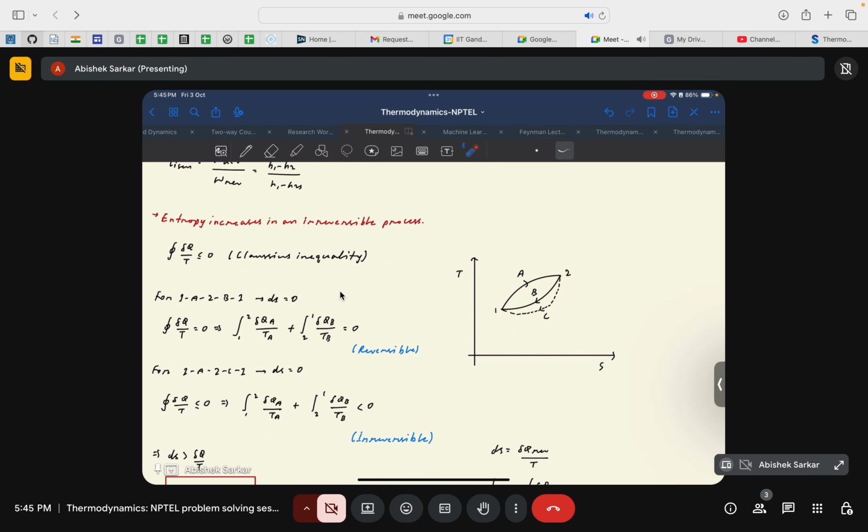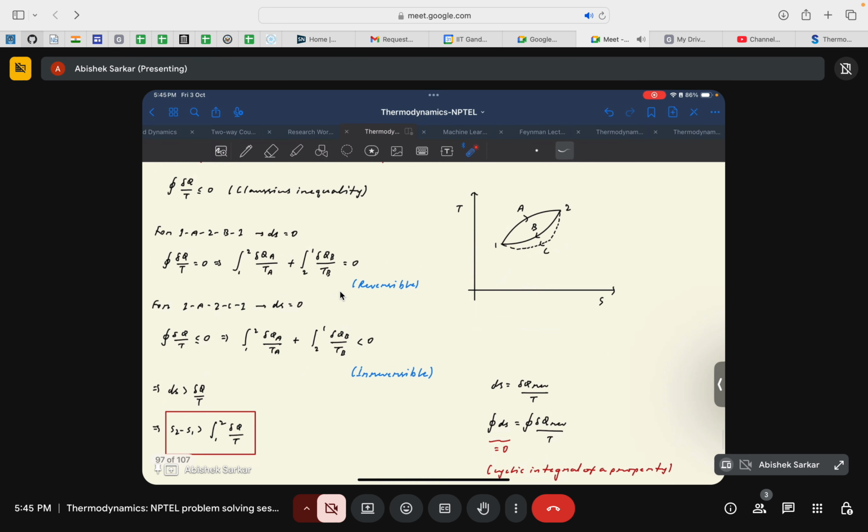If you go through path 1A2B1, that is the reversible path, we know that the cyclic integral of del q by T should be equal to 0 from the Clausius inequality. So we would have the integral of dqA by TA from 1 to 2 plus the integral of dqB by TB from 2 to 1 equal to 0, from the Clausius inequality for a reversible path.